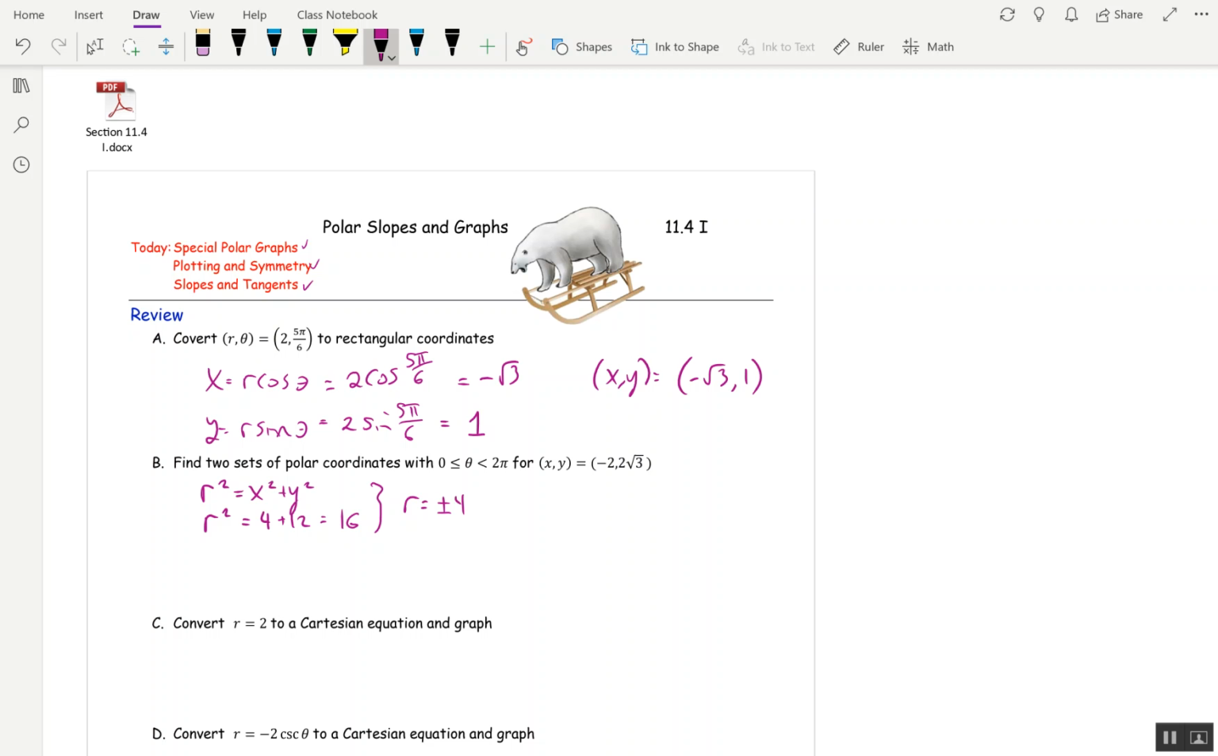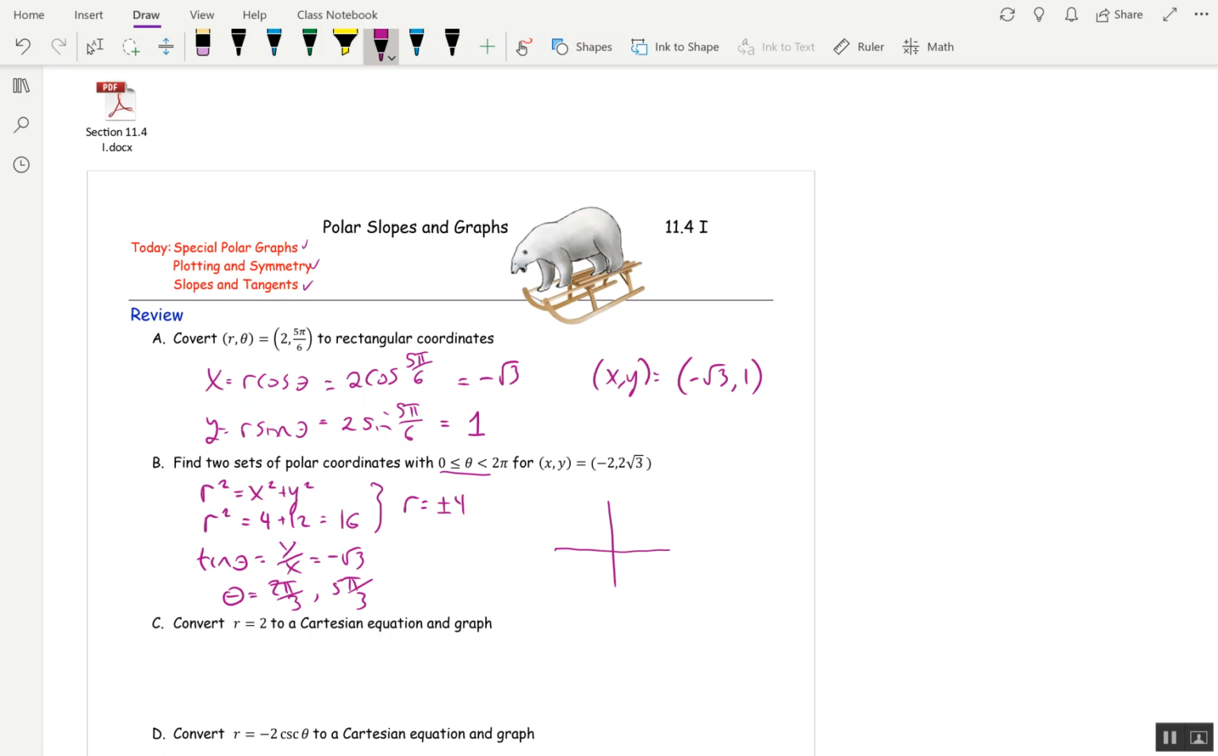Now we're going to find two values of theta between 0 and 2 pi using tangent theta is y over x, which in this case is negative root 3. All right, so we want two angles whose tangent is negative root 3. So the slope's going to be negative and steep. That's going to be theta equals 2 pi over 3 and 5 pi over 3.